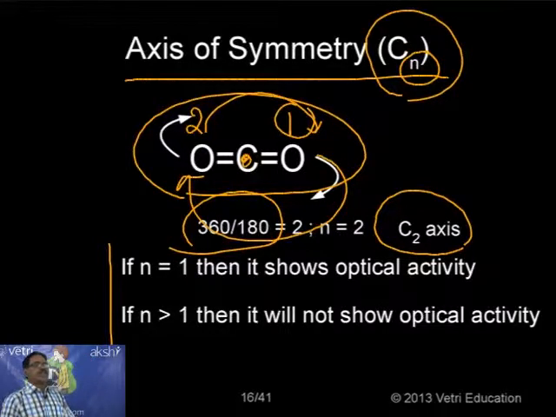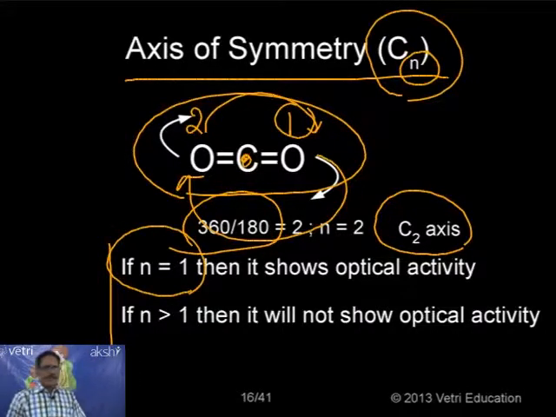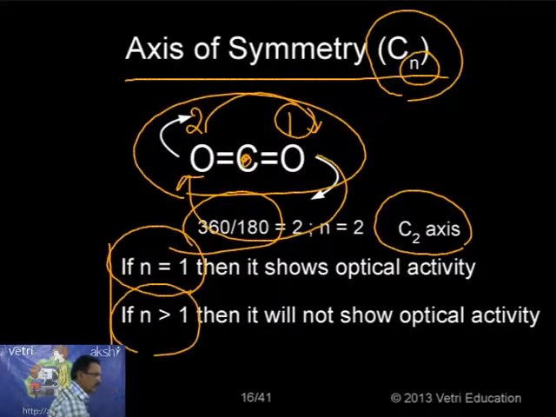So my question is, whether carbon dioxide is optically active or not? It is not optically active. How? The idea here is, if n equals 1, then it shows optical activity. If n is greater than 1, then it will not show optical activity. Very, very easy. So if carbon dioxide has an n value of 2, greater than 1, it is not optically active. So according to this axis of symmetry, carbon dioxide is optically inactive.